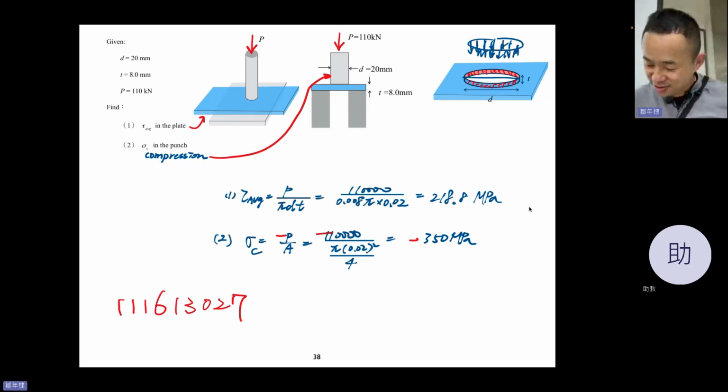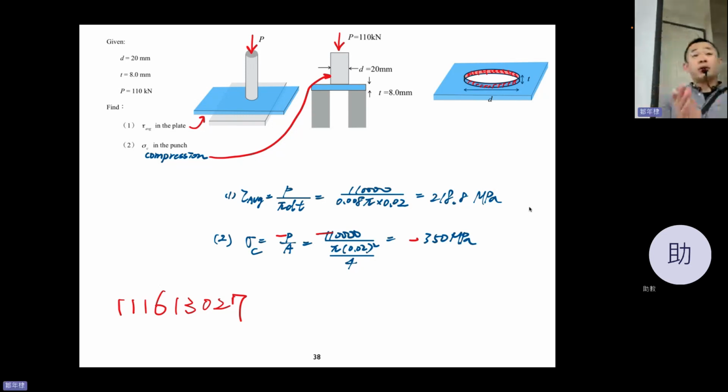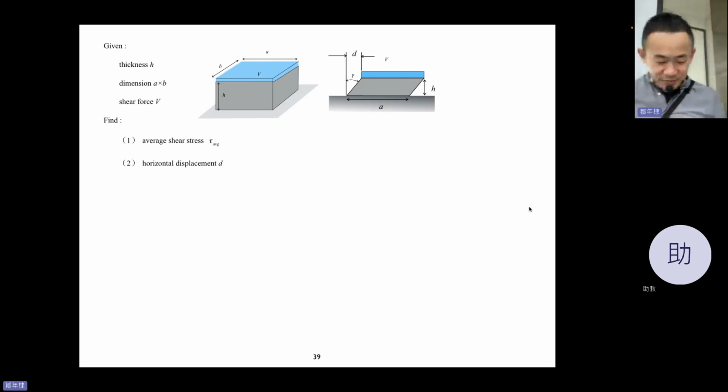Okay. Yeah. Thank you. Good questions. Nice to have the questions. Any questions from the audience? Okay. Good, very nice. Next one is even easier, but I will introduce one simple concept, very important in mechanics of material, because this problem is too easy. The problem itself is not important. Okay, let's take a look.